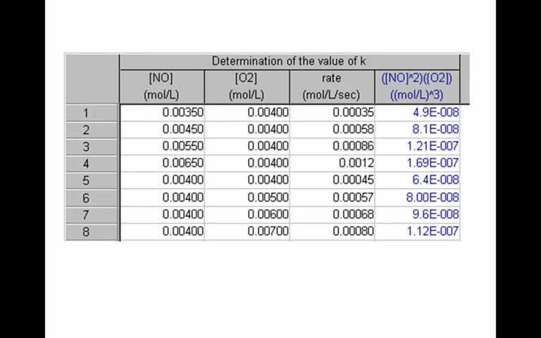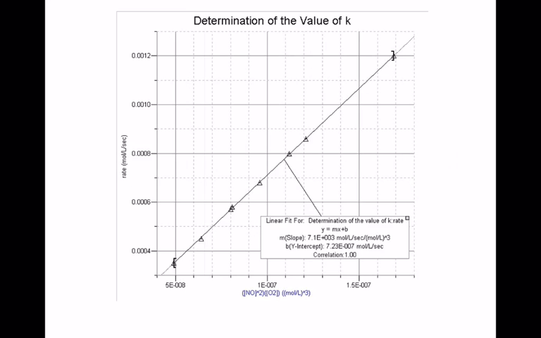So let's see what those 8 points look like. So again, you're going to see rate along the y-axis, and then that blue column, that calculated column, along the x-axis. So here we go. There's your 8 points. So the numerical value that you find for the slope will be your value for K, your rate law constant. 7.1 times 10 to the third.